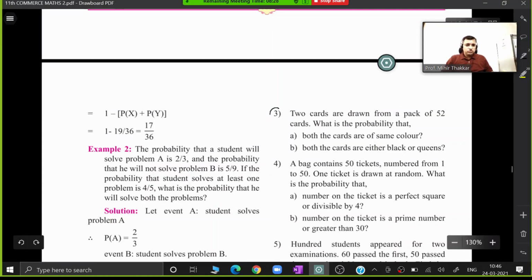Sum number 3 over here says that two cards have been selected or drawn from a pack of 52 cards. Again, it comes about the selection. So when we want to select two cards out of 52, it can be done in 52C2 ways. Let us first of all calculate this value of n of s as usual, and then we'll go and check out the events A and event B.